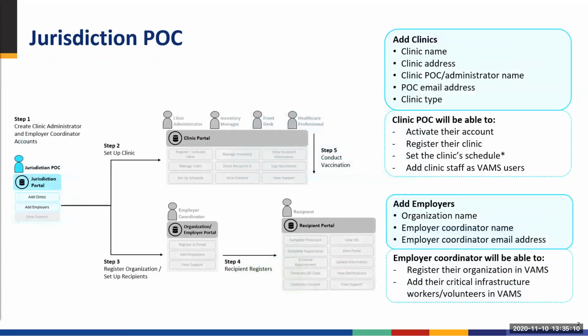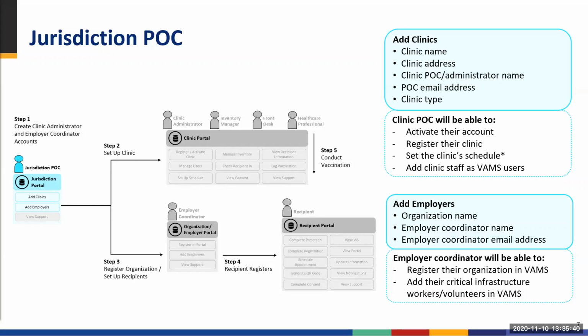Let's get started with our clinic setup and scheduling demo. Today, I will be serving as JJ, the jurisdiction point of contact for the state of Michigan. As a jurisdiction POC, I was added in VAMS by CDC and received a registration email from vams@cdc.gov. So as I said, the first step for everyone to begin using VAMS is for me, the jurisdiction POC, to add clinics and employers in VAMS.